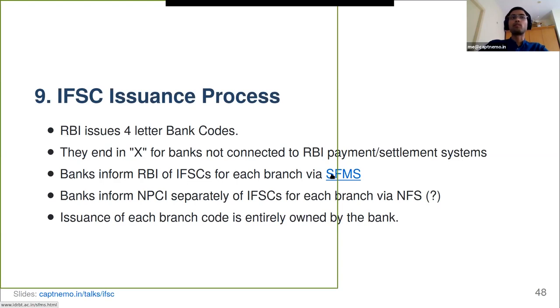Having this split system, where the RBI's issuance process is independent of the NPCI submission process, makes for an interesting mix, because you'll have cases where an IFSC code can have IMPS enabled on it because that is what the bank has submitted to NPCI. But that IFSC code is not known at all by RBI because that was never submitted to RBI in general. And it makes for a disconnect.